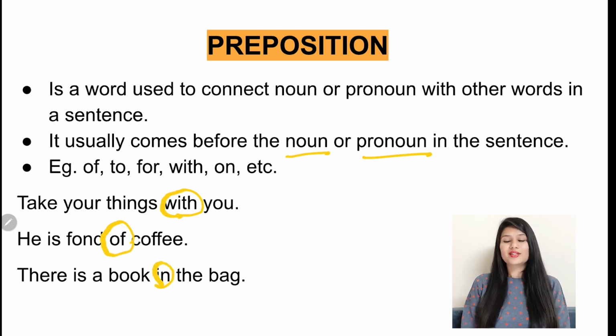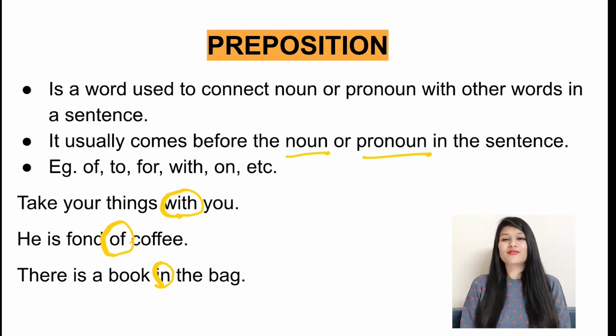Here you can see the words which are prepositions are connecting the noun or the pronoun with the other words of the sentence. In all the three statements, we can see that with, of, and in are connecting noun and pronoun with the other words of the sentence. And they are also followed by a noun or a pronoun. That is, they fall before a noun or a pronoun in a sentence.